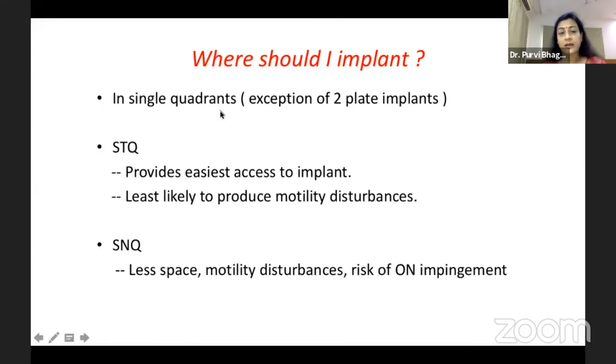Now, most commonly used is a single plate implant, so it is implanted in a single quadrant. The most common quadrant is the superior-temporal quadrant, which provides the easiest access to implant and is least likely to produce motility disturbances. Supranasal provides less space, there are more risks of motility disturbances, and because of the proximity of the optic nerve, there is a risk of optic nerve impingement.